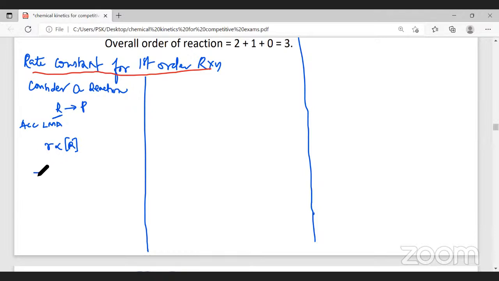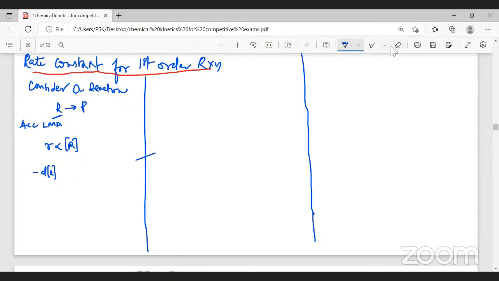You tell me, how do I represent the rate? Can I write it as minus change in concentration, or decrease in concentration, of the reactant? I will write this R a little larger. The minus is indicating that the concentration of the reactant is decreasing. Change in concentration of the reactant with respect to time.